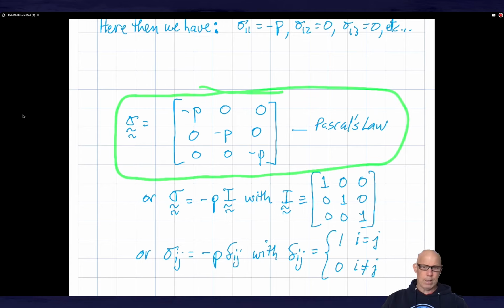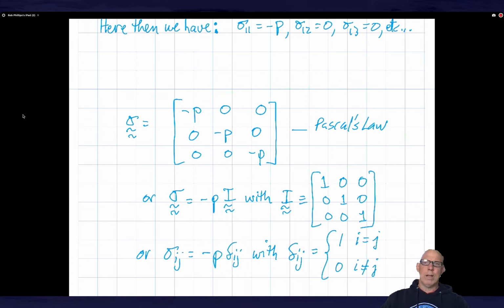So we see that the hydrostatic stress tensor is diagonal, and it points inward, as I already said. And I remark that the identity matrix or the identity tensor is given by this nice diagonal 3 by 3 matrix.